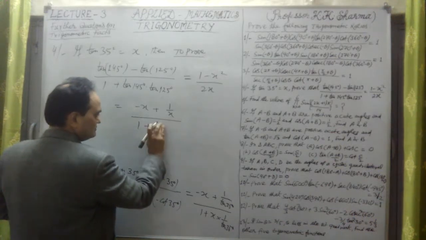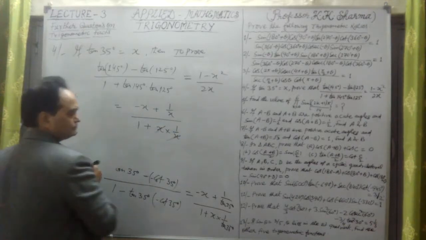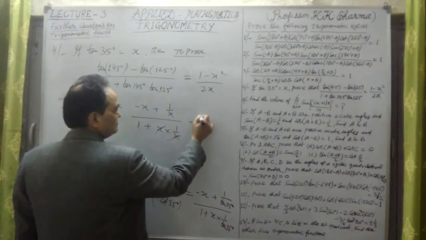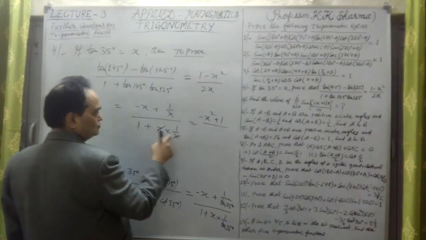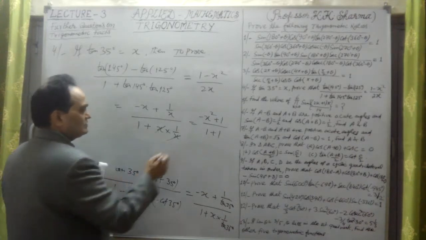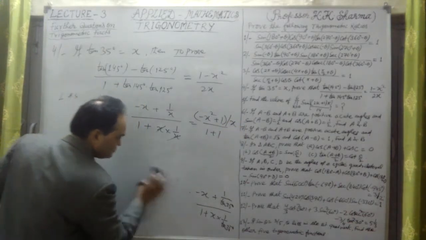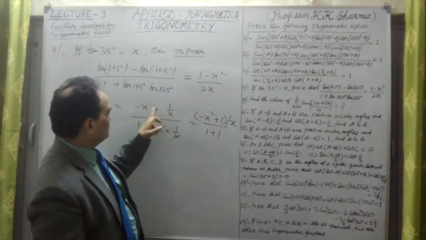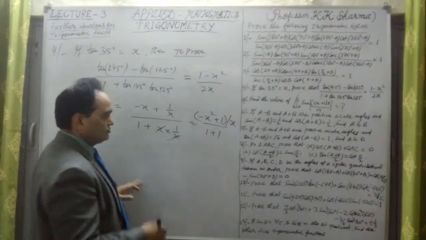Only one, that means x upon x, x into 1 upon x, this x is going to go out. If I take x as the LCM in the numerator, it will give us minus x squared plus 1, whereby 1 plus 1 is 2, which is 1 plus 1 in the numerator. Sorry, the LCM x is also there in the numerator. Because we took LCM x, in the numerator it is minus x squared plus 1 upon x.